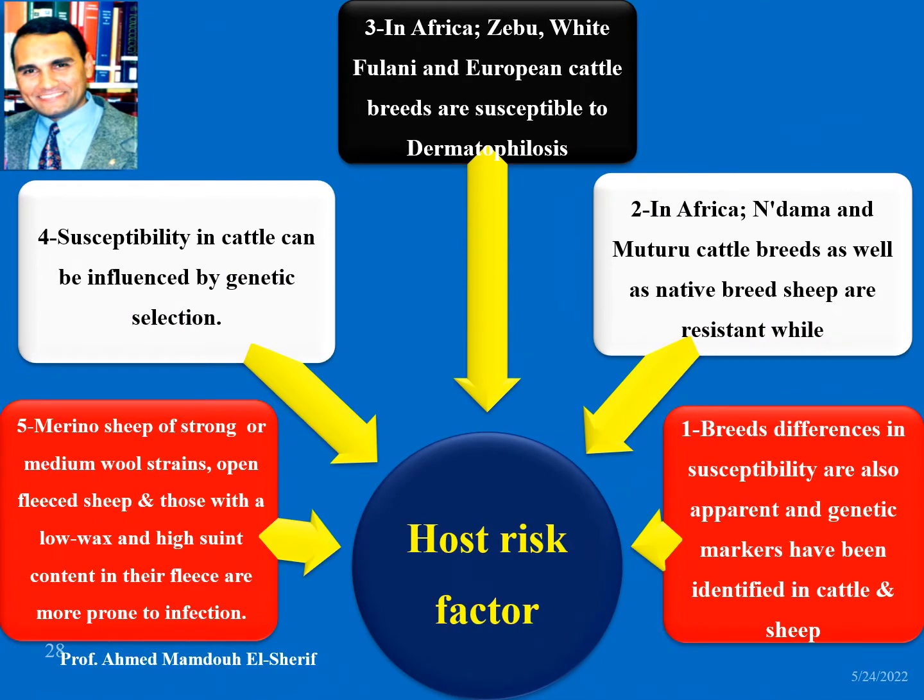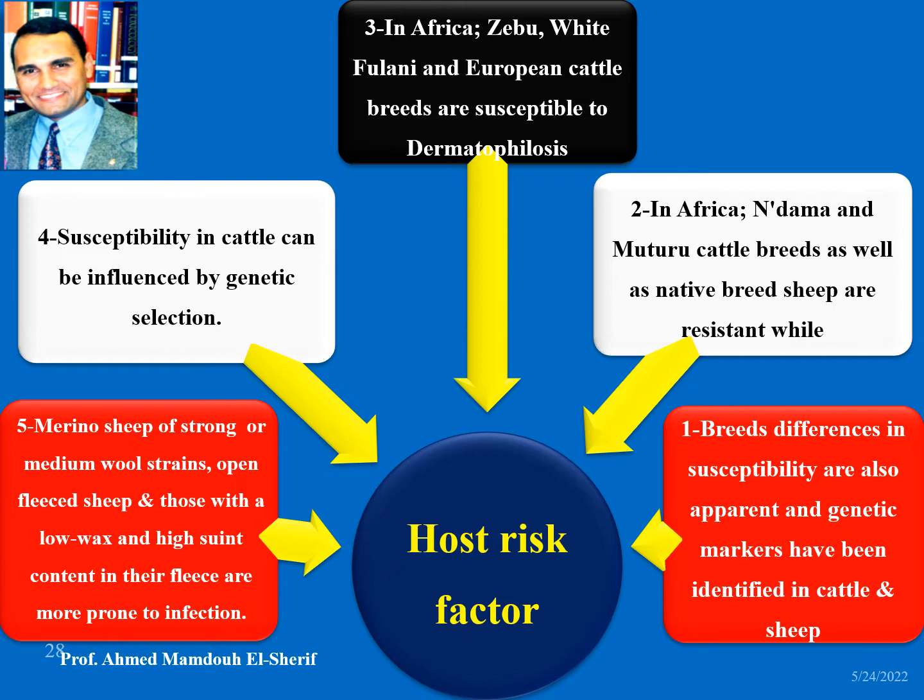In case of host risk factor, breed differences in susceptibility are also apparent, and genetic markers have been identified in cattle and sheep. In Africa, Ndama and Muturu cattle breeds, as well as native breed sheep, are resistant, while also in Africa, Zebu, White Fulani, and European cattle breeds are susceptible to this disease. The susceptibility in cattle can be influenced by genetic selection.